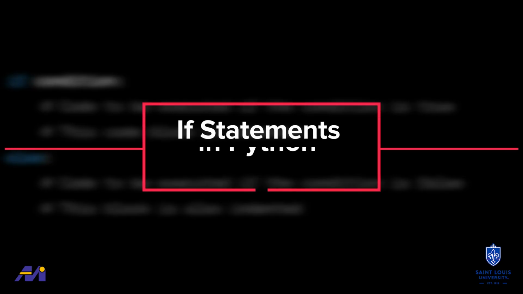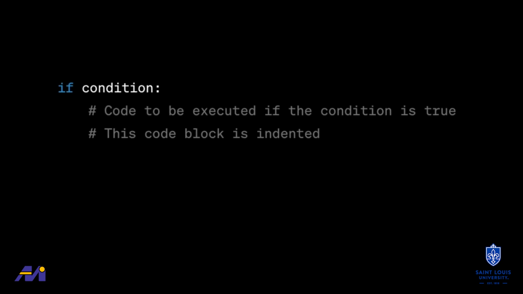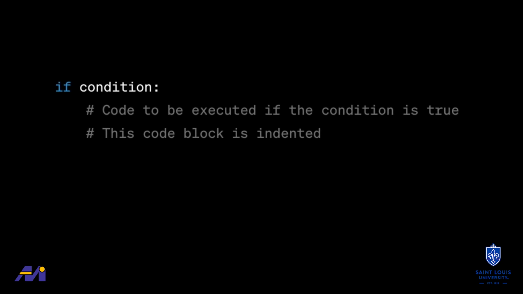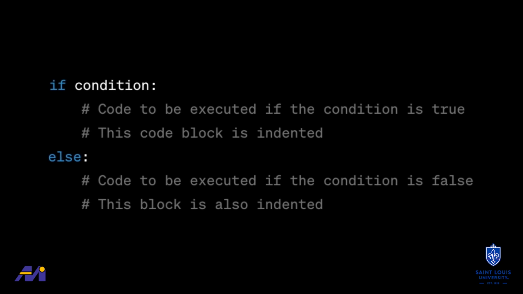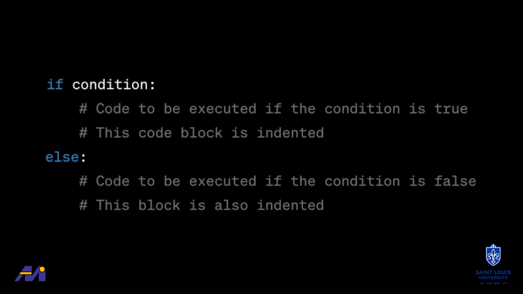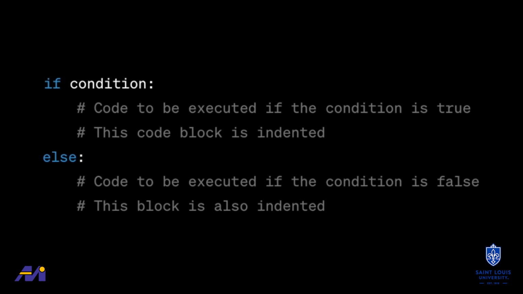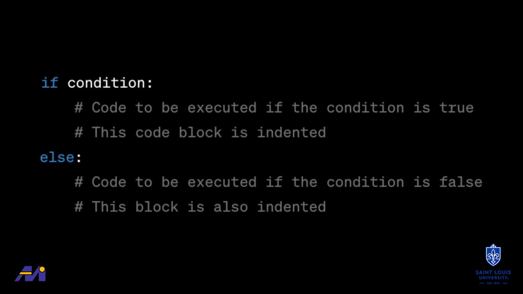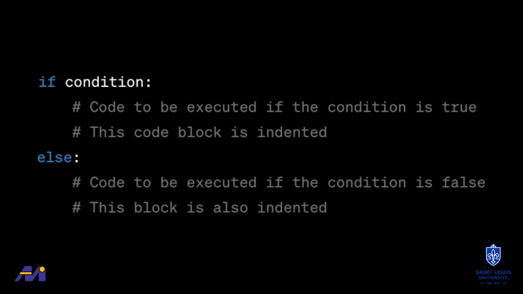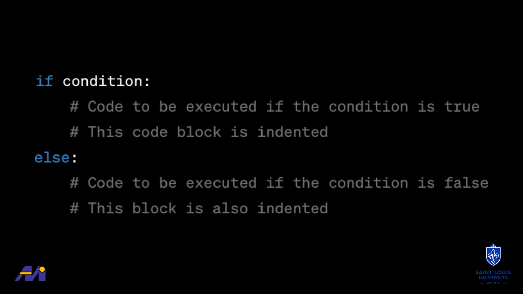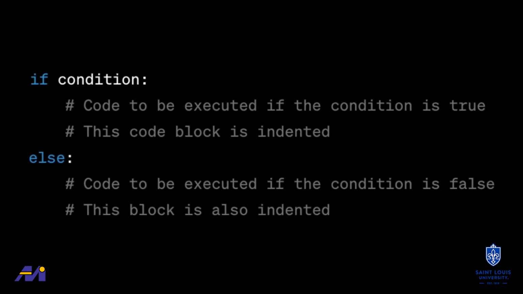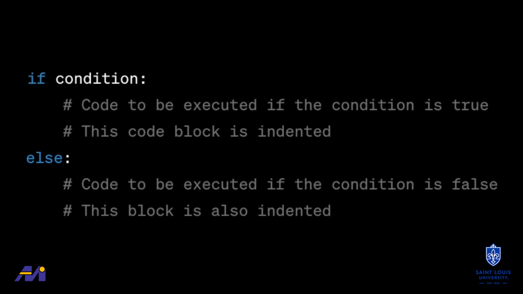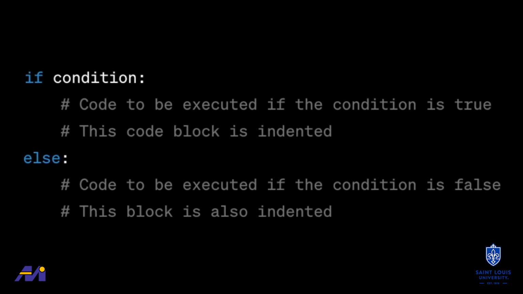In the next section, we'll talk about if statements. In Python, the if statement is used for conditional execution. It allows you to execute certain blocks of code based on whether a specified condition is true or false. So if statement syntax is like this, we would write if condition, and if this condition is true, then the code under this line will be executed. And when we say else, the code under the else will be executed if the condition is false. Here, note that the else statement is optional, so it's possible that your if statement doesn't have an else statement.